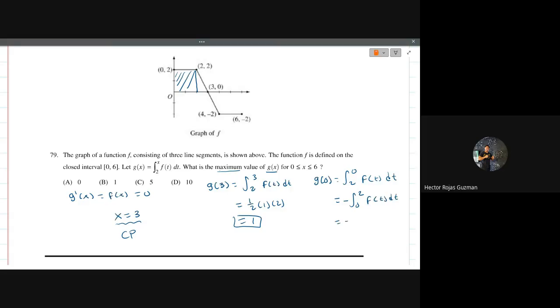The integral from 0 to 2 is a quadrilateral. The base is 2, the height is 2, the value is -4. So you see, it was not a maximum. Now we can try the endpoint, 6.